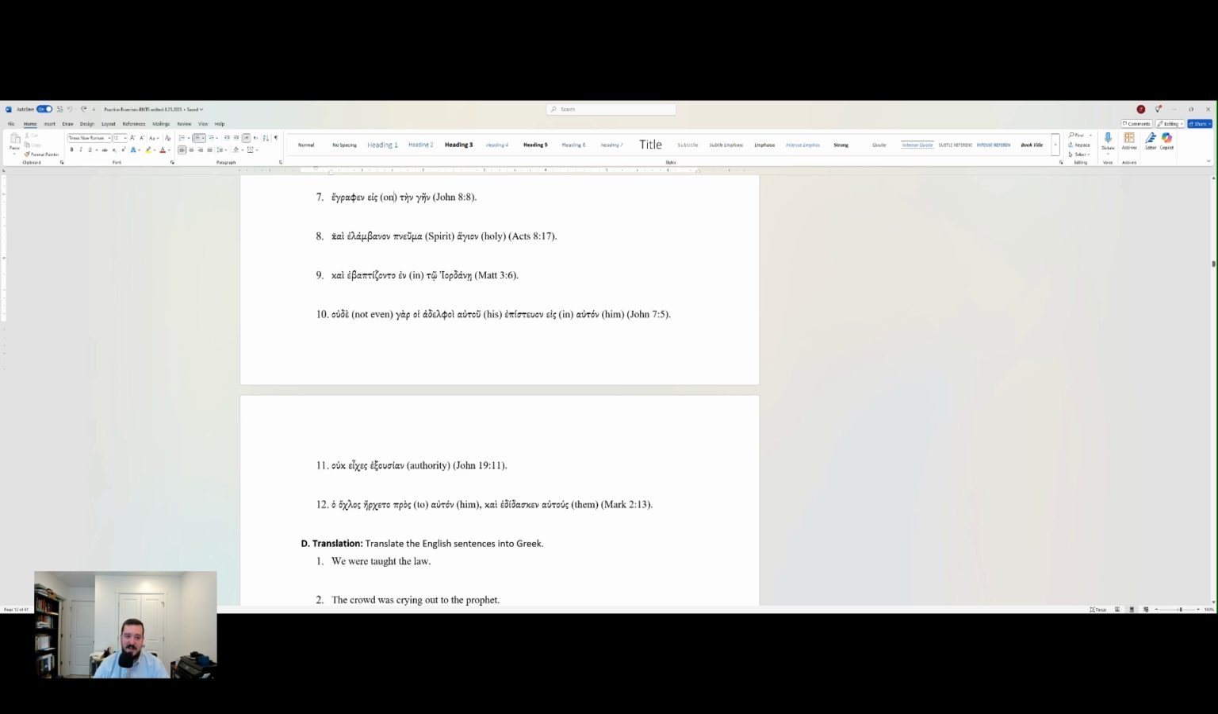We have 8. Elambanon pneuma hagion. Okay, so what are we dealing with here? So the first thing we notice, we see lamban, right, from lambano. That's a nice big stem, isn't it? Easier to spot than some. And then we've got our augment, we've got our on ending, and this is really interesting.